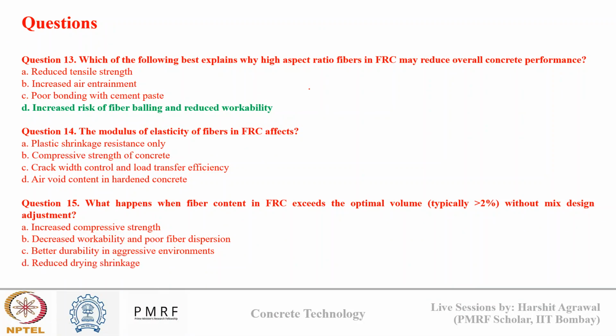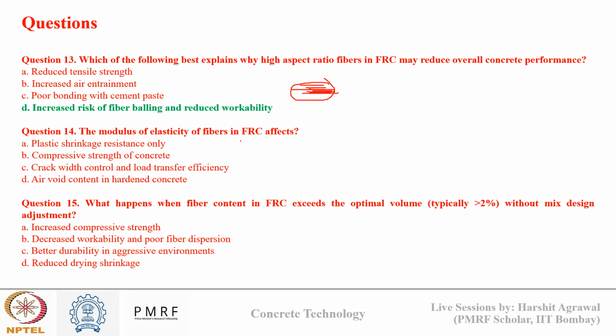So these fibers will clump together, and they will form a fiber balling. Okay, this is known as fiber balling. So they won't be able to disperse properly, and this will directly affect the workability, and it will make the concrete matrix non-uniform. Okay, this is known as fiber balling, which happens in high aspect ratio fibers that are not able to disperse properly.